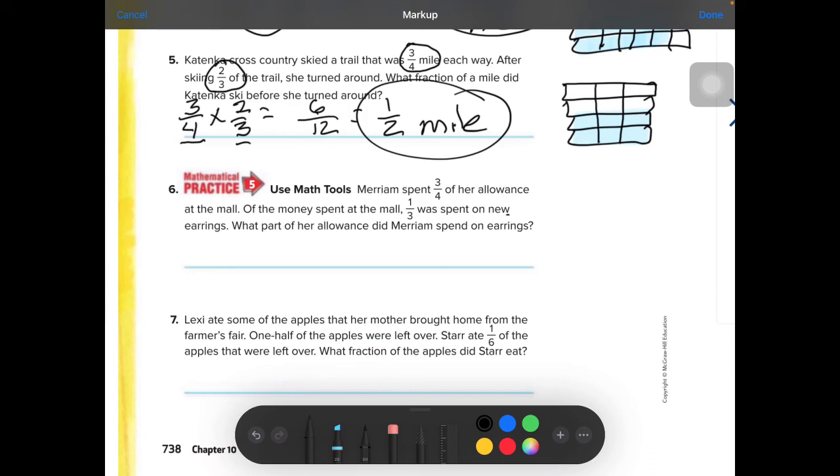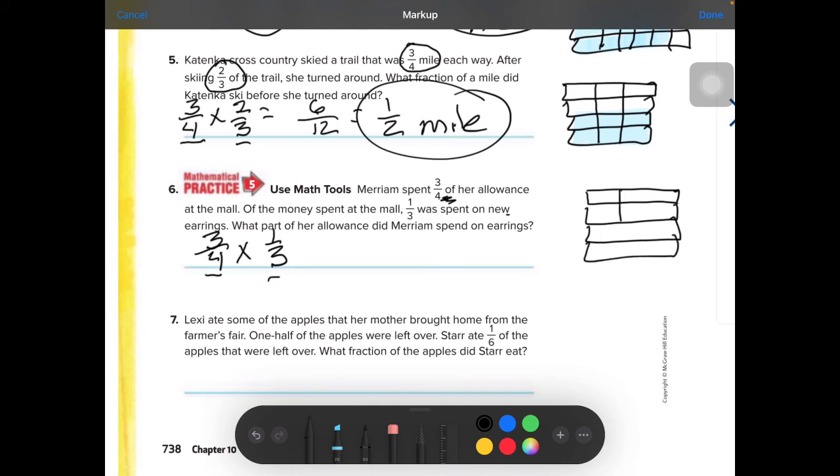Number 6, Miriam spent 3/4 of her allowance at the mall. Of the money spent at the mall, 1/3 of it was spent on new earrings. What part of her allowance did Miriam spend on her earrings? So we have 3/4 of, tells us it's multiplication, 1/3. Okay, let's draw a model. This number tells us how many rows. This number tells us how many columns. So let's figure it out. 3 times 1 is 3. 4 times 3 is 12. So we're going to color 3 out of the 12. And it will simplify down. 3 will go into 3 one time. 3 will go into 12 4 times. So our answer is 1/4 of her allowance.